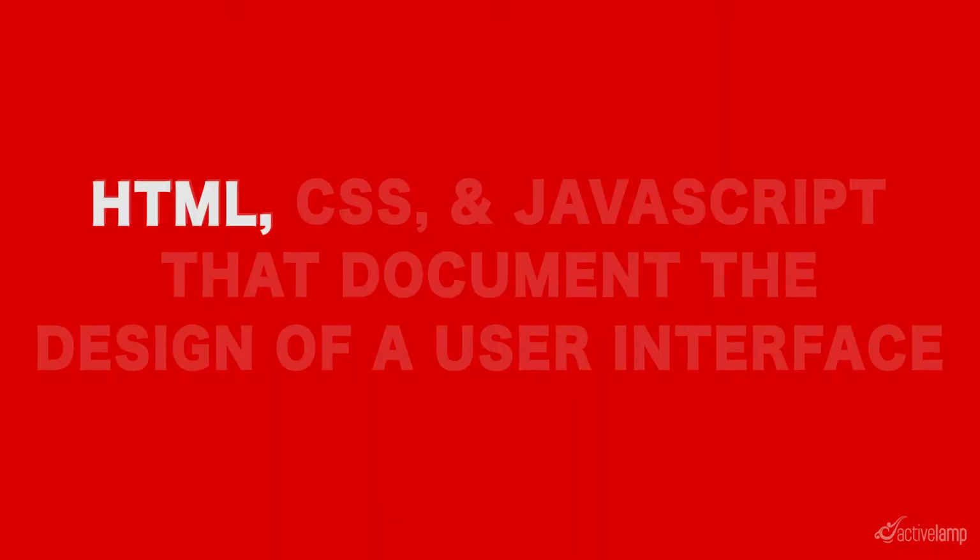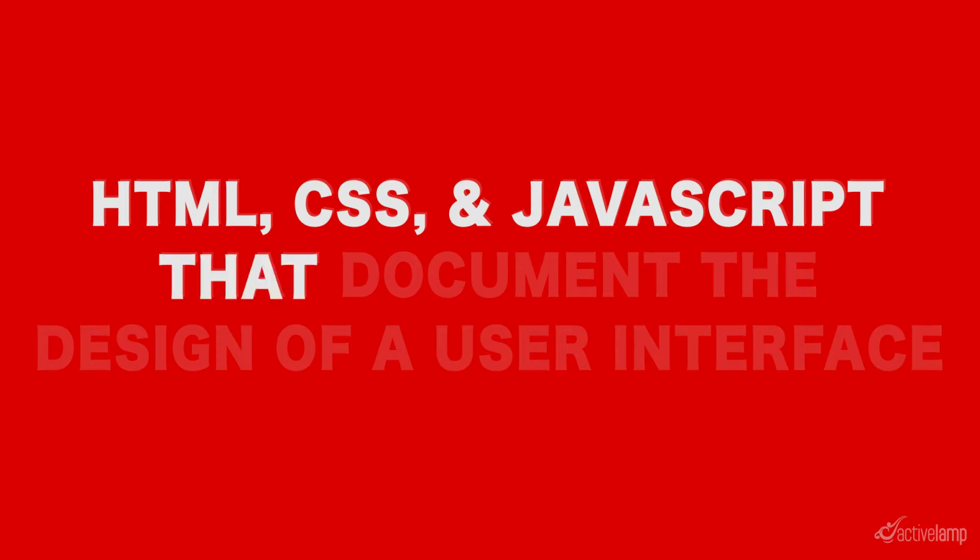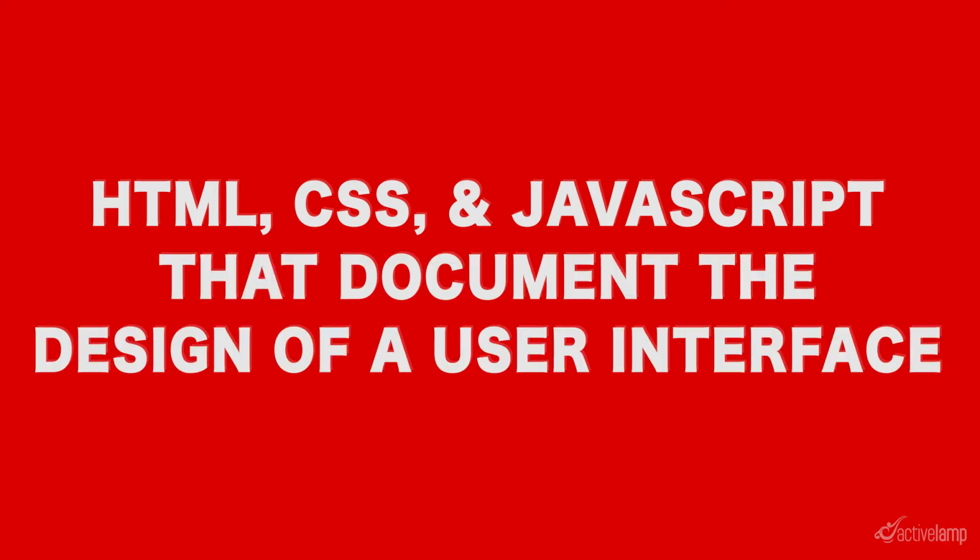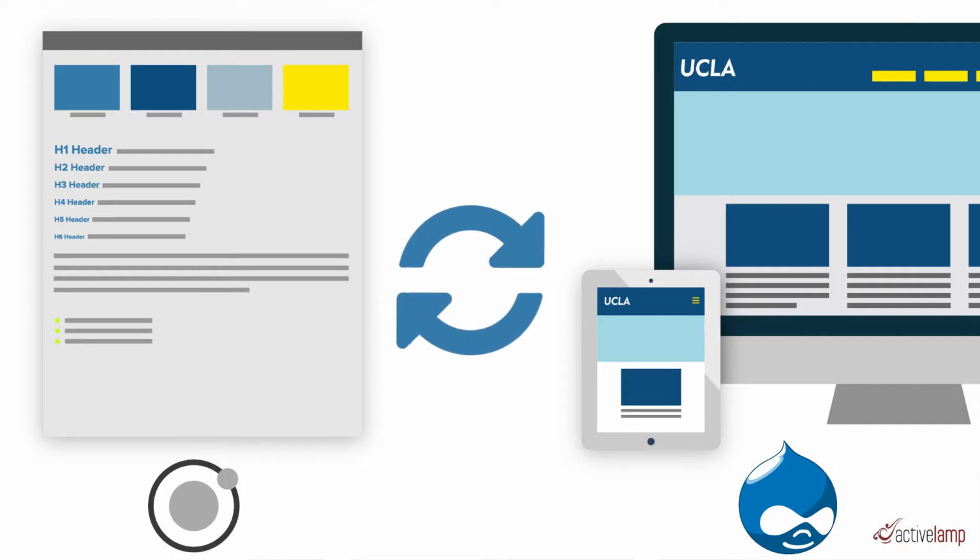A living style guide and component library is the HTML, CSS, and JavaScript that document the design of a user interface. The living part of that means that the style guide should be constantly in sync with the actual app that implements the interface as the design improves or changes.